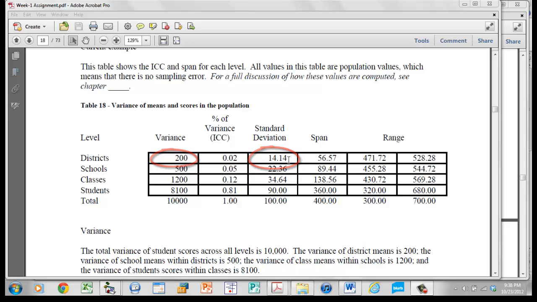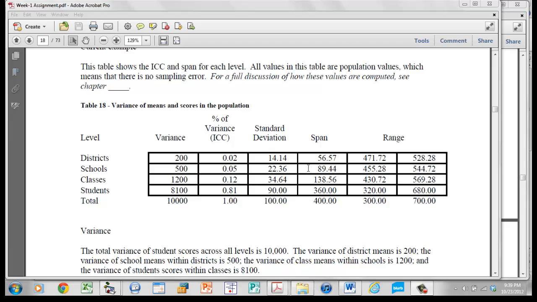Well, if the standard deviation is 14.14 and the mean is 500, then we know that, if we're going to assume a normal distribution, which is an assumption that we make, approximately 95% of all districts are going to fall within a range that goes from 2 standard deviations below the mean to 2 standard deviations above the mean. That span of scores, therefore, is going to be 4 standard deviations, 2 below and 2 above.